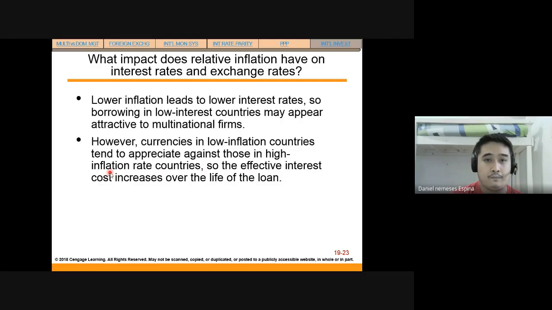So in other words, even though you are borrowing money from those countries with a low inflation, to convert that money from the foreign currency to your home currency, the amount will still be higher, especially over the life of the loan, because you will be paying in that currency, and the equivalent of that currency is high, which means that in those countries with low inflation, they have a stronger currency.